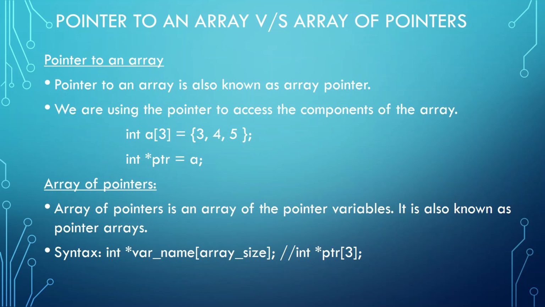Now what is an array of pointers? It is just an array which stores all its elements as pointer values. You can even say it is an array which stores addresses. How do we declare an array of pointers? Here you can see the syntax: int asterisk, then the variable name with the array size. The size is 3, so this is an array which stores 3 memory addresses. This is an integer address storing array.